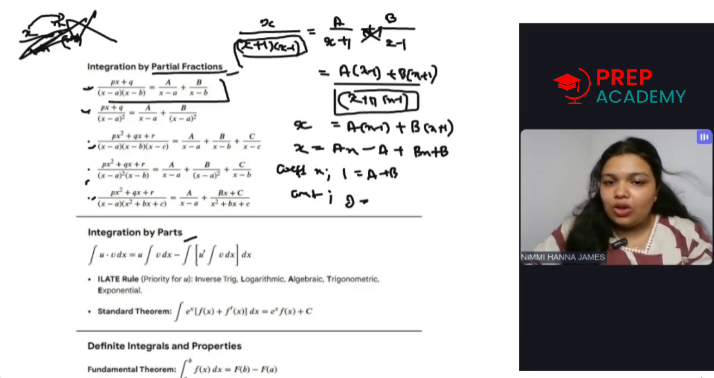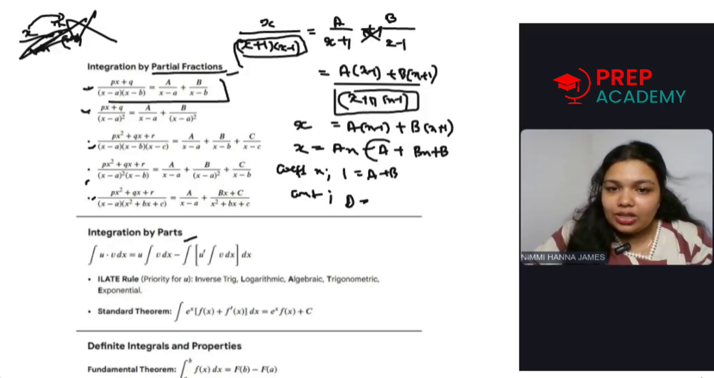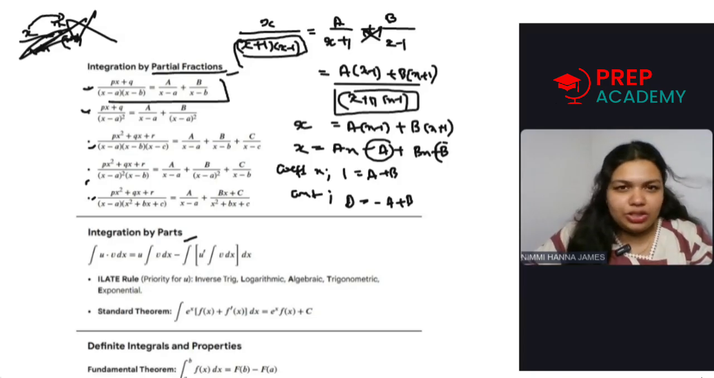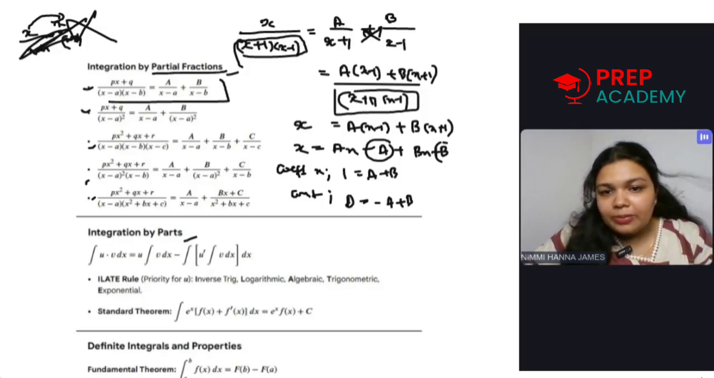So x0 is the constant term, and on the right side the constant terms are minus a plus b. Okay, so we got a plus b equal to 1 and minus a plus b. So we got two equations in two variables, that is a, b. We can solve it using any method that you have studied in class 10, elimination method or substitution method or whatever. Elimination will be more comfortable.